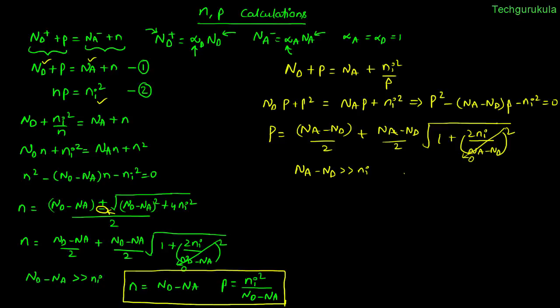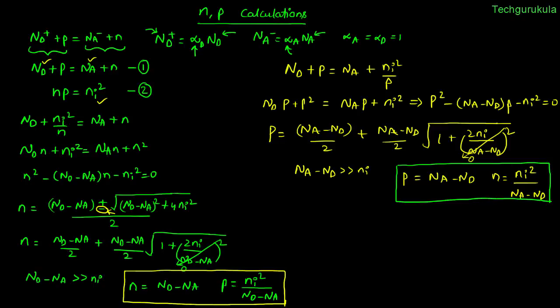Then we can say the hole concentration p is given by Na minus Nd, and the electron concentration from mass action law we can write as Ni square over the hole concentration, which is Na minus Nd. So now we have the equations on how to find the carrier concentrations for electrons and holes.